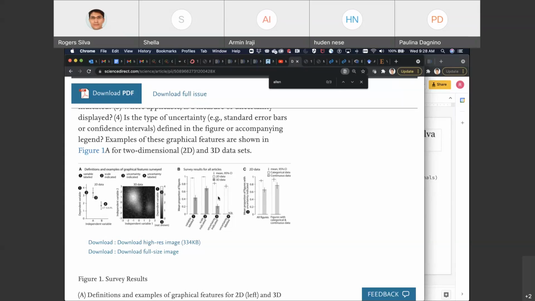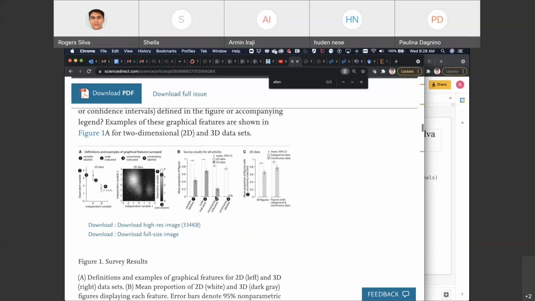So the more striking point was that for images, meaning three-dimensional data, the information regarding uncertainty was in most cases absent. So that is a concern, and was a concern at the time, and a point that they were trying to address in this paper, proposing solutions.